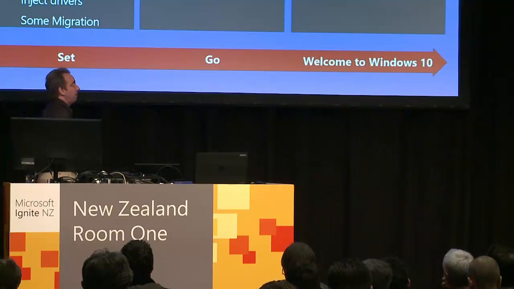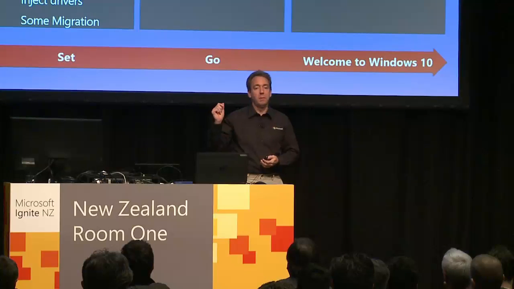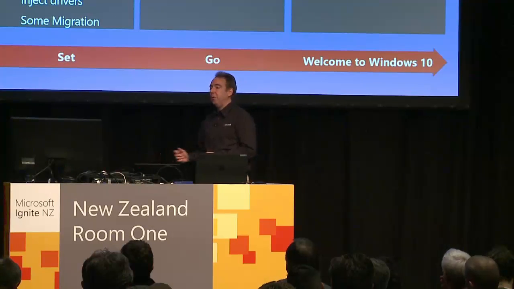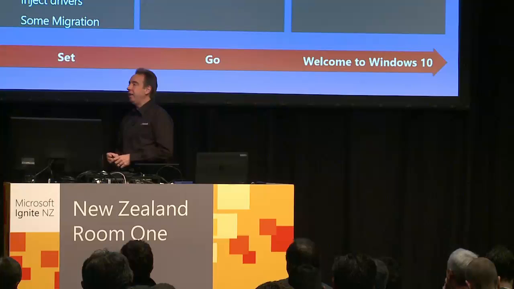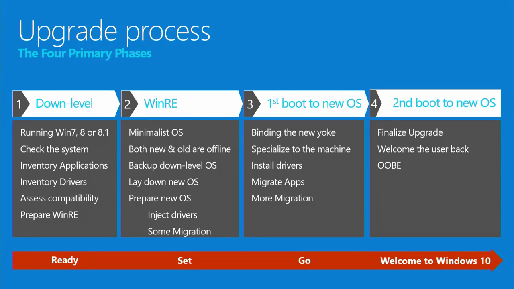Ready, set, go. That's pretty much what we're doing. We're trying to get ready in the old operating system. We're setting the new OS in place in Windows RE. We then boot into the new OS, and it's finally ready to go on that second boot.